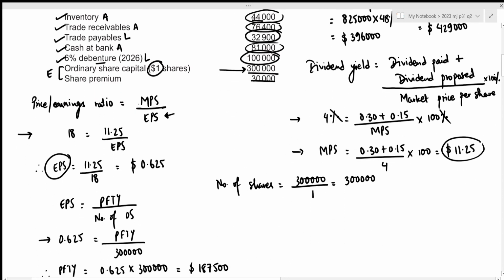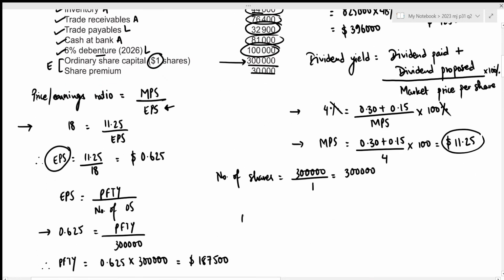Alright, we need to figure out the total dividend. And remember that the formula for total dividend is just the rate per share, which in this case is 0.30, multiplied by the number of shares, which we have already figured out to be 300,000. And this gives the dividend paid amount to be 90,000. We need to subtract this.